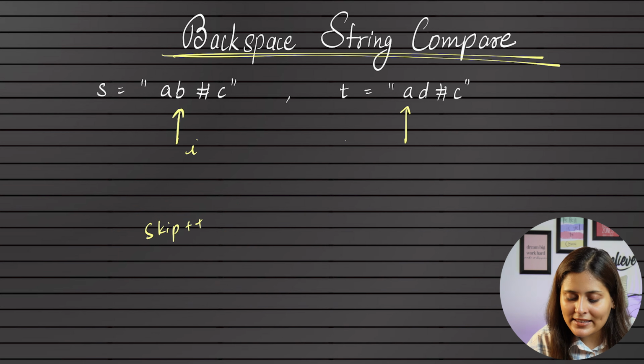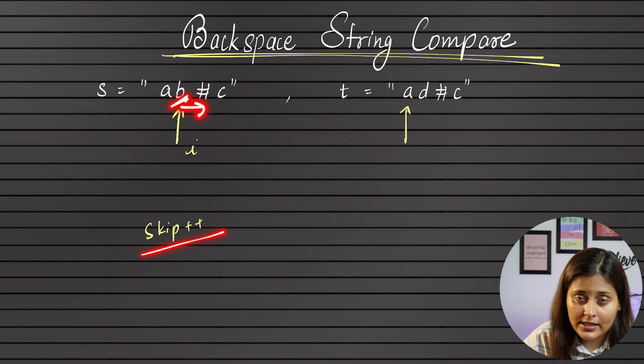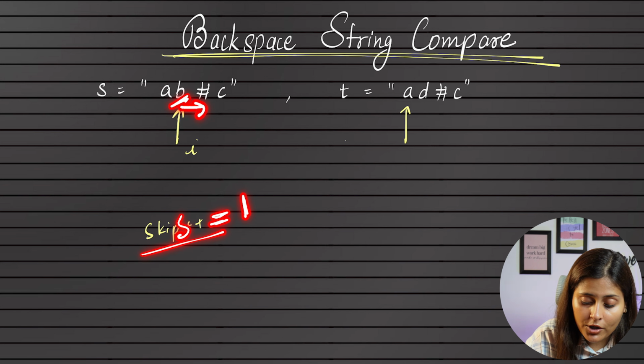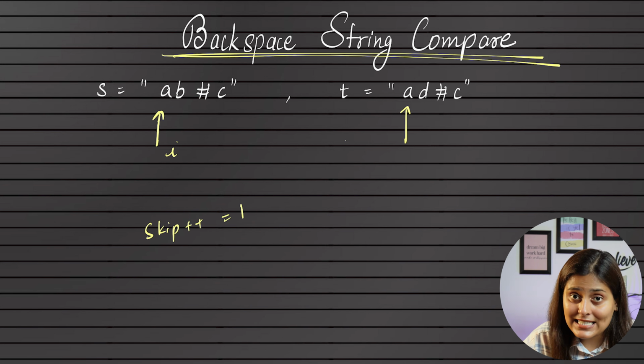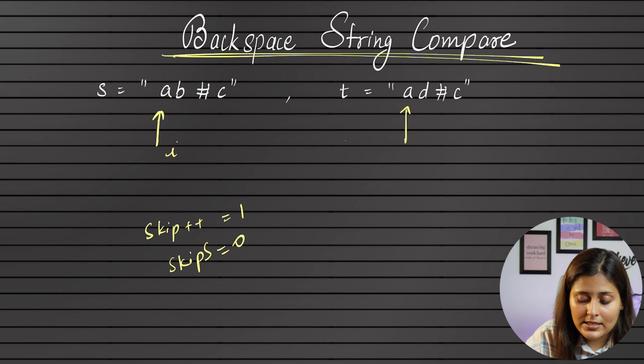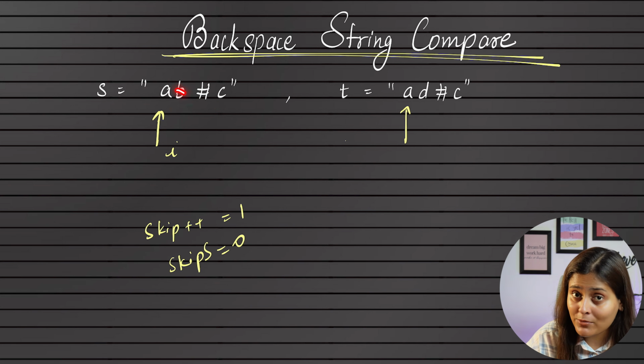This ith character needs to be undone, because after that we found a hashtag, and because of that our skip S is 1. So what we'll do is skip this by I minus minus, and now, as skip was plus 1, we will subtract, and now skip S will become 0. Why? Because this character we already skipped because of the hashtag. So we have not deleted anything from the string, correct?